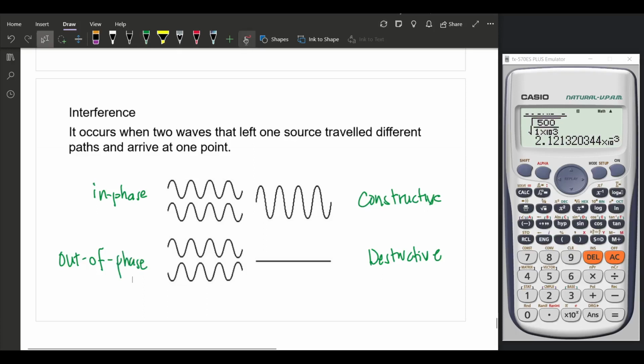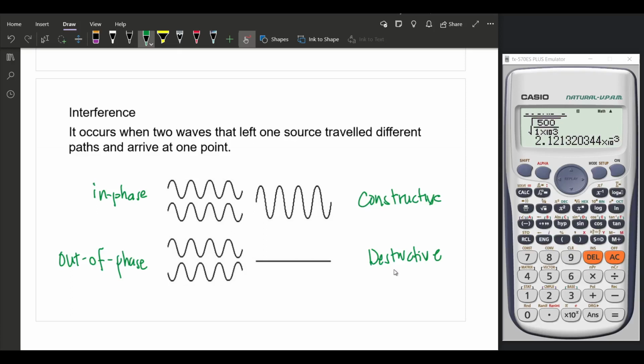So makikita mo yan dito. Kapag in phase, parehas yung phase angle and direction. Kapag nag-collide yung dalawang wave, they will form a larger wave. So that's called the constructive interference. However, kapag opposite sila, magkaiba ng phase angle, so they are out of phase, and then nag-collide, ang mangyayari doon, cancellation. So that is known as the destructive interference.